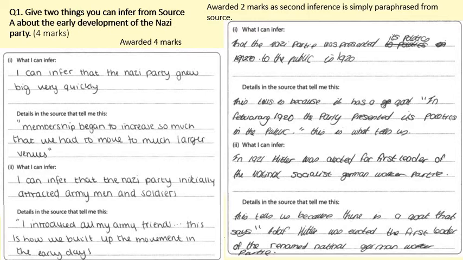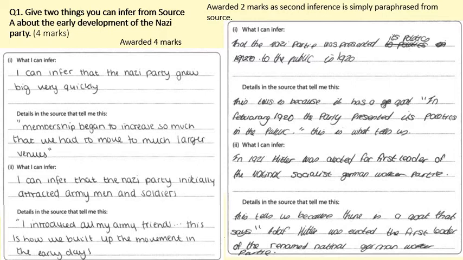So if you have a look at the start, it says that the Nazi Party presented its policies to the public in 1920. And the words that they got that from are literally, the party presented its policies to the public. So the student is just repeating what the source is actually saying. They're not making a valid inference.